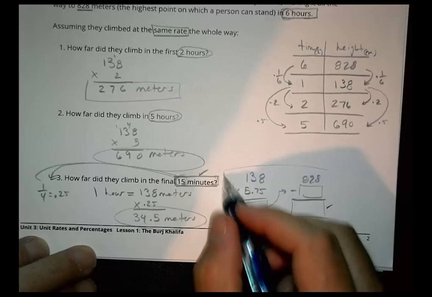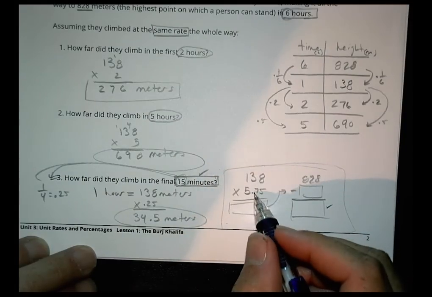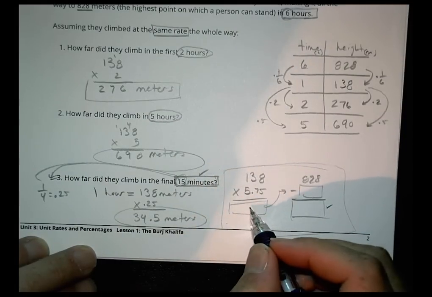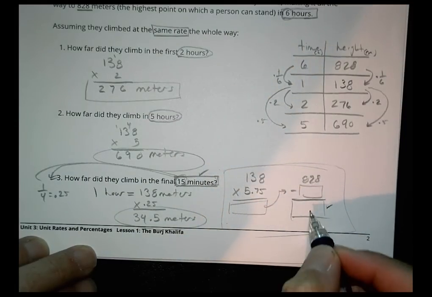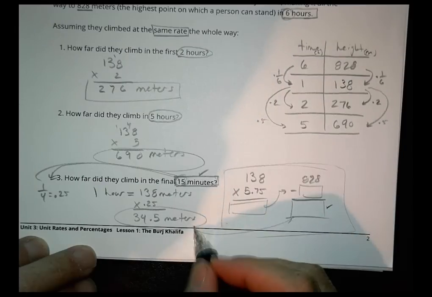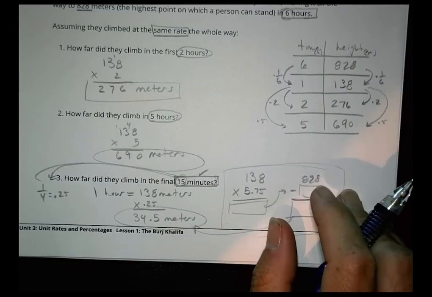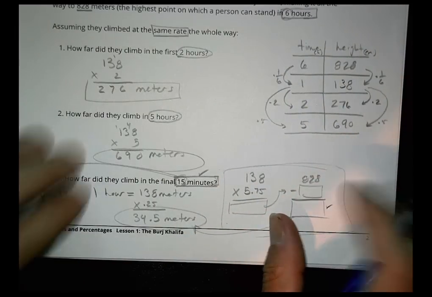This way would work as well. You can multiply by 5.75. That'll give you a number. Then you subtract that number from 828 and you'll end up with the same number that's right here, right? So there's always a couple of ways of approaching a problem, so that's what you have.